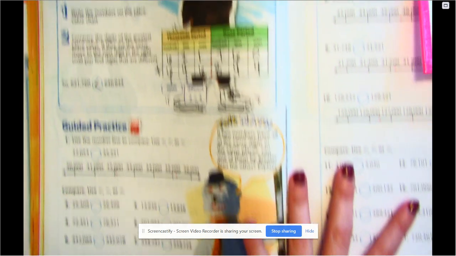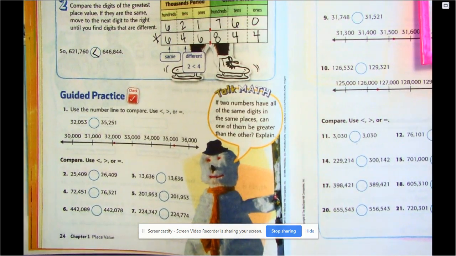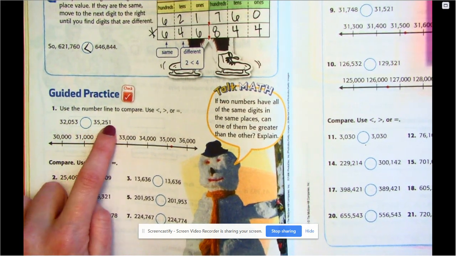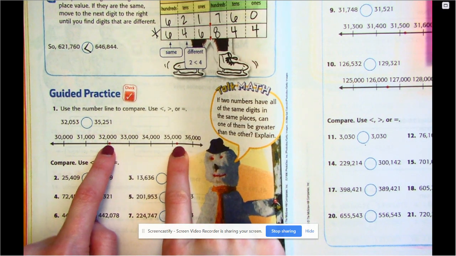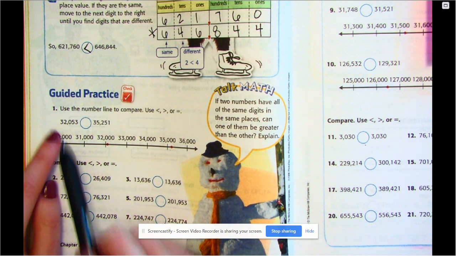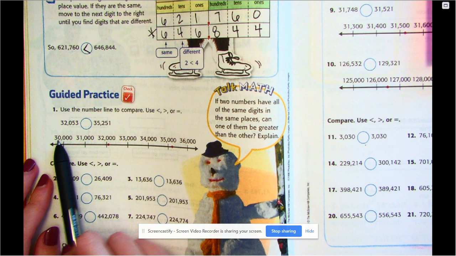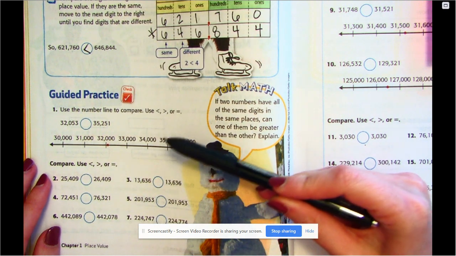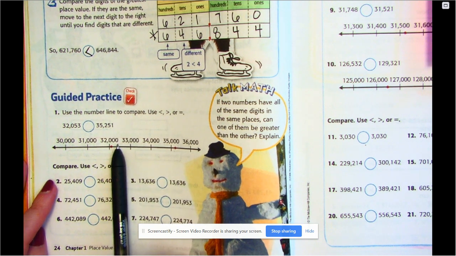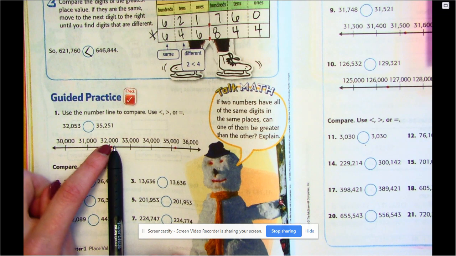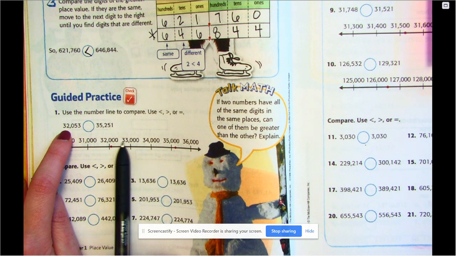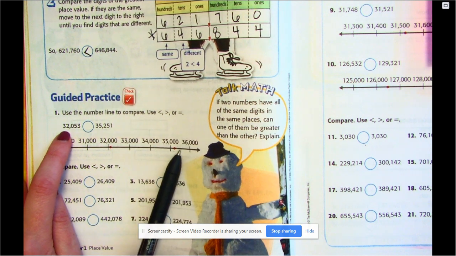So let's go down here, and they want us to use this number line to compare 32,053 and 35,251. I already see that they have 2 little dots on the number line, so I just need to figure out which number goes where. So in this case, 32,000, I see that this number line is jumping up by 1,000 each time. So I've got 30,000, 31,000, 32,000. This number has to go here because this 32 and this 32 match. And then we got 33,000, 34,000, and then 35,000.